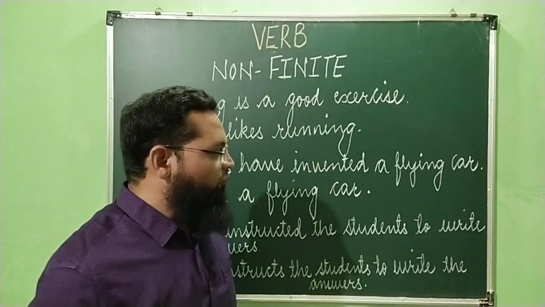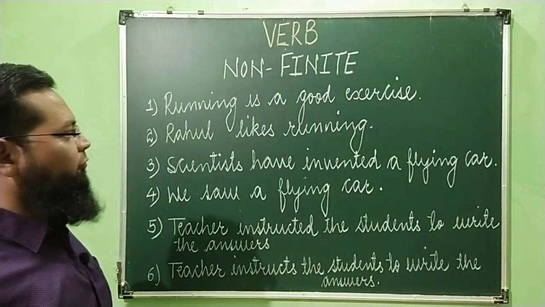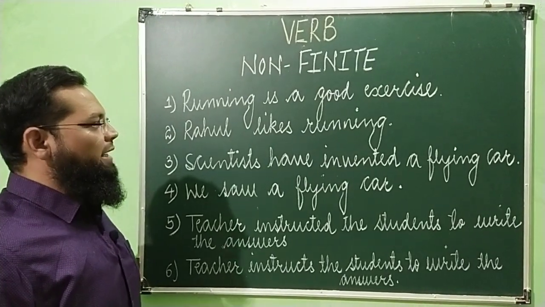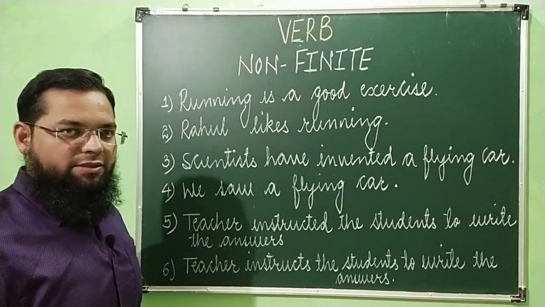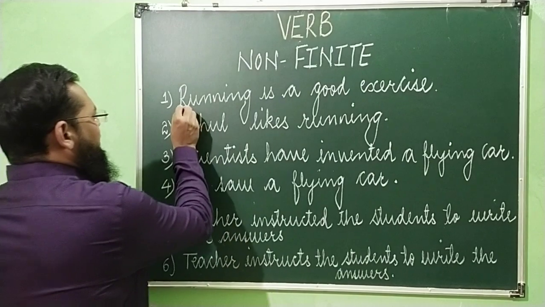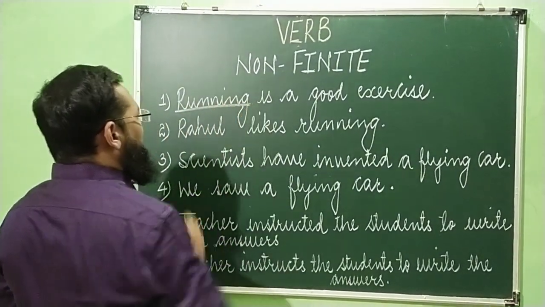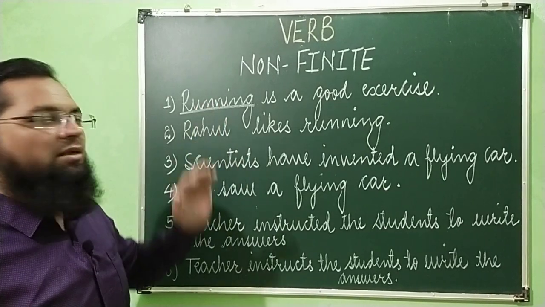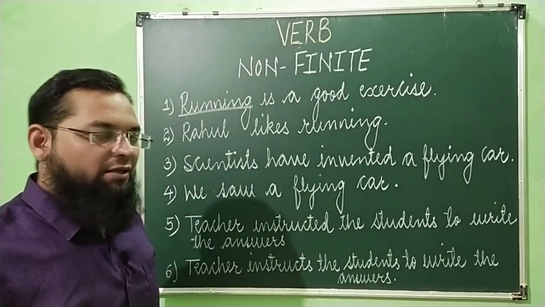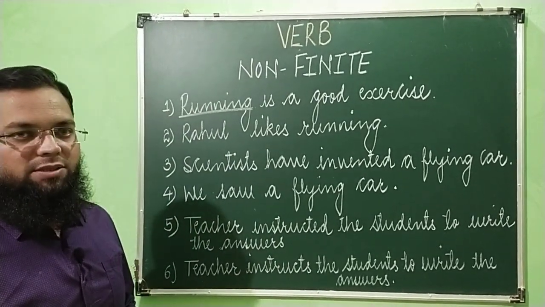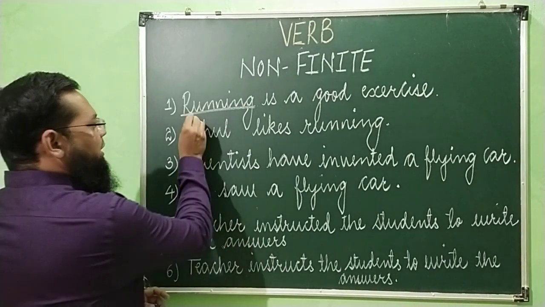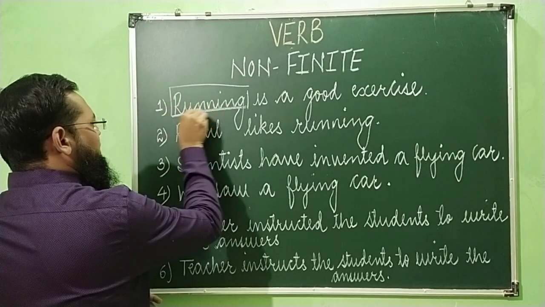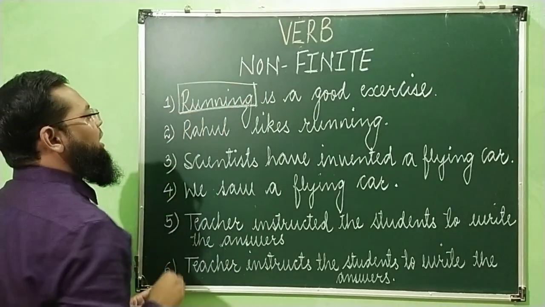So here we have a few examples of non-finite verbs. The first example: running is a good exercise. Now this running, I'm not talking about here that somebody is running. I'm telling that running is a good exercise. So this running is not a verb, running is a gerund and it is used as a noun.